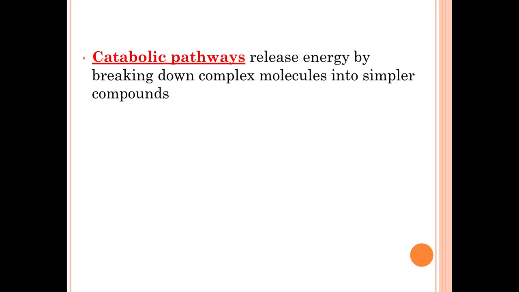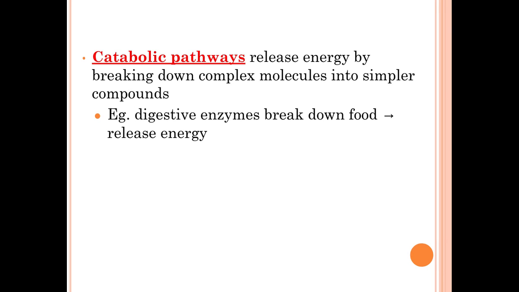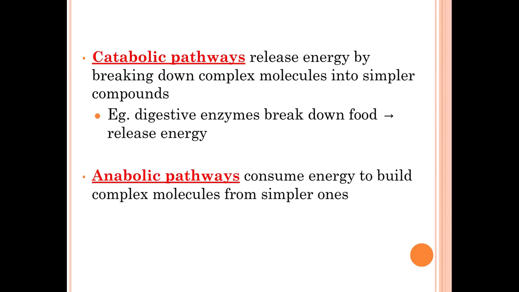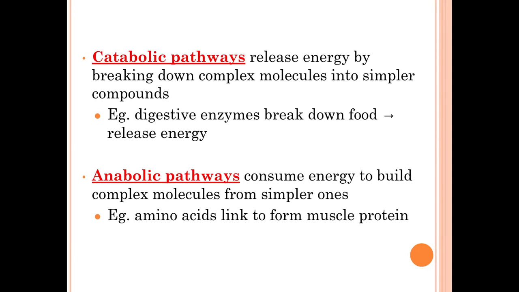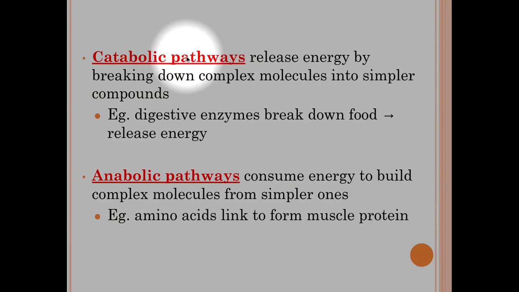There are catabolic pathways, which release energy by breaking down complex molecules into simpler compounds. So you're going from big to small, releasing energy. An example could be digestive enzymes breaking down food to release energy. Then you have anabolic pathways. These consume energy to build complex molecules from simpler ones. So we're building up, like amino acids linking together to form muscle proteins. So you're using energy to put things together. If we're looking at catabolic, we're talking about breaking things down to release energy. And if we're talking about anabolic pathways, we're building things up using energy.